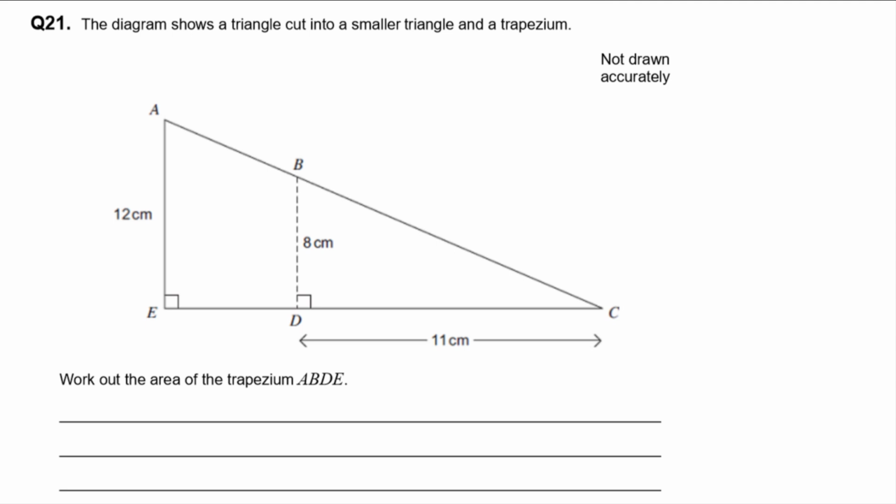Question 21, the diagram shows a triangle cut into a smaller triangle and a trapezium. Work out the area of the trapezium. Well, the trapezium is here, look. And now to work out the area of a trapezium, we need to know its 2 parallel sides that we've got. We've got 12 and 8. What we need, though, is that length there as well, don't we, to work out the area of a trapezium. And at the moment, we don't know it.